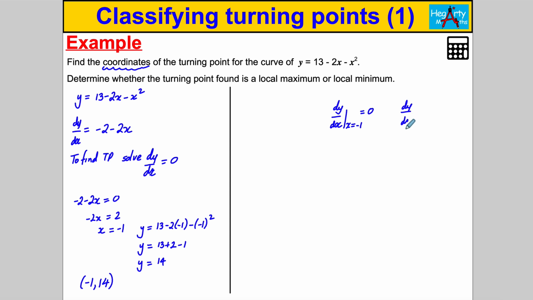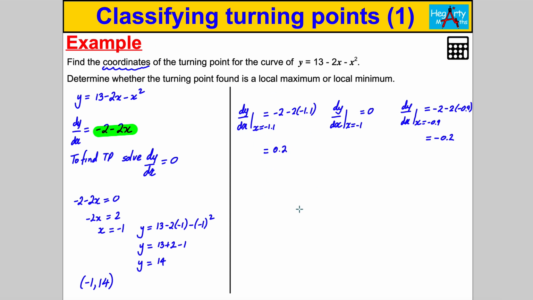So dy by dx, when x is just a little bit bigger, let's say negative 0.9, that's more to the right on the number line. So we're going to substitute that into our gradient function, which is marked there on the left. So that would be negative 2 subtract 2 multiplied by negative 0.9. And when you do that, you get negative 0.2. Let's work out dy by dx, the gradient function, a little bit to the left, so at x is, let's say, negative 1.1. And when we substitute in there and work out the answer, we actually get positive 0.2. So what's happening here?